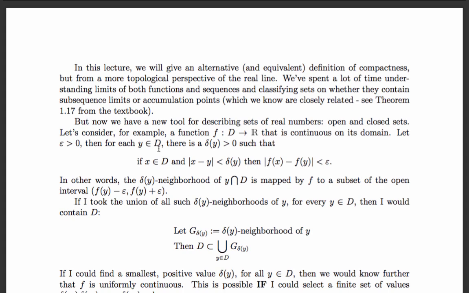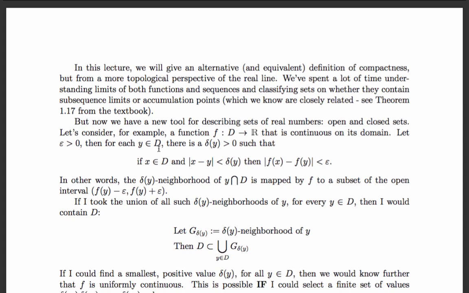Imagine, for example, that f is continuous on its domain D. Well, what does that mean? Well, let epsilon be greater than 0. Then for each y in the domain, there is a delta, which depends on y, remember, because it's just continuous. We don't know that f is uniformly continuous. All right, so there's a delta that depends on y. And if x is in D, and x and y are within delta y of each other, then |f(x) - f(y)| is less than epsilon.